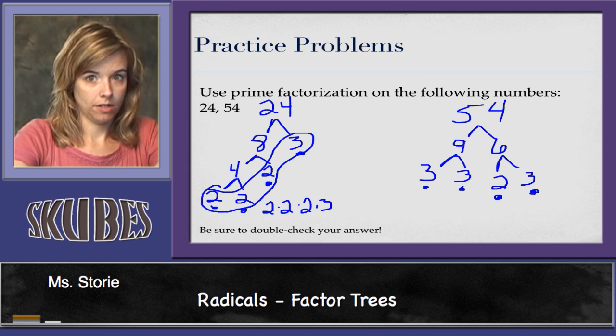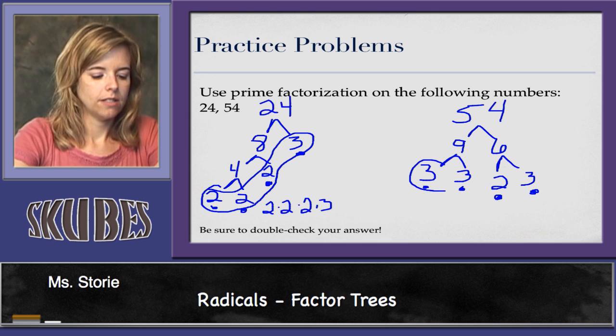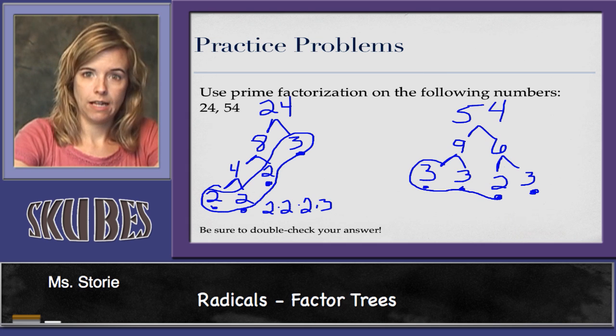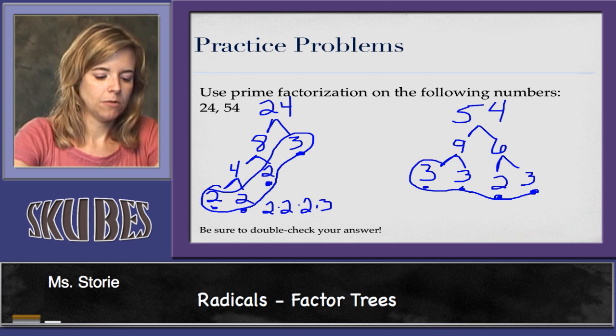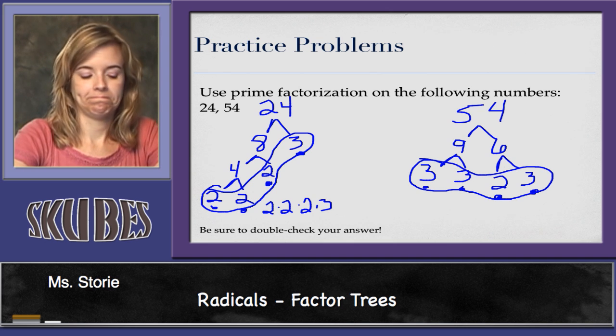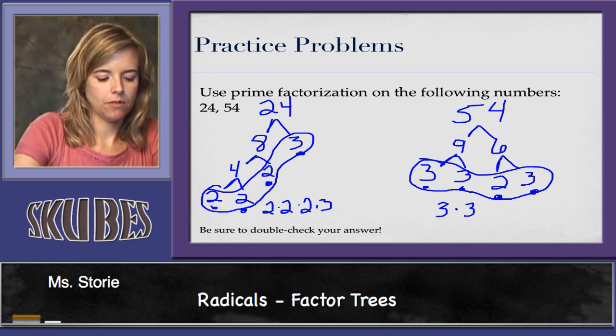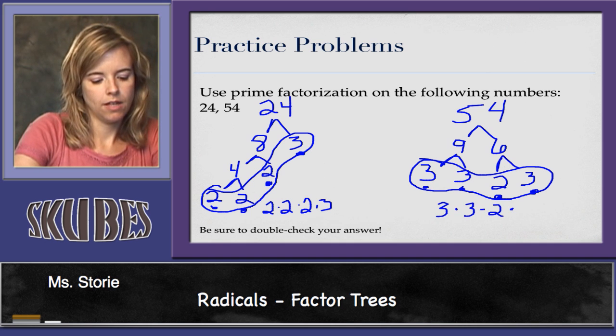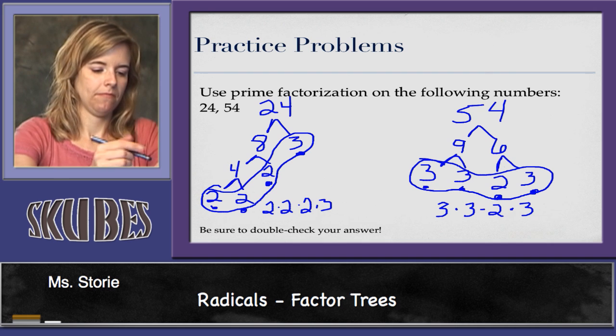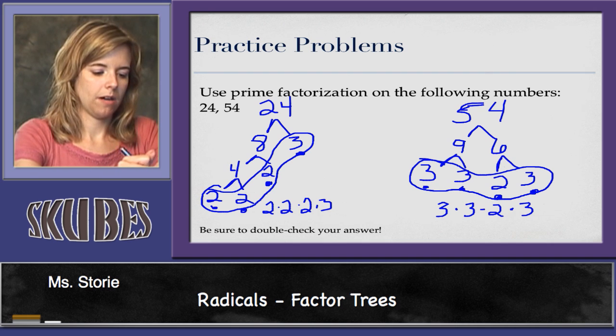So it looks like, we're going to double check. 3 times 3 is 9, times 2 is 18, and 18 times 3 goes right back to 54. This is how it should work. So you would write the answer 3 times 3 times 2 times 3. Okay, it all went back up to 54.